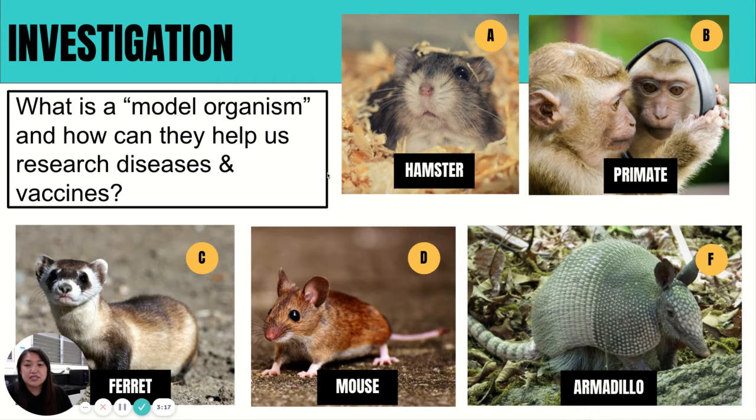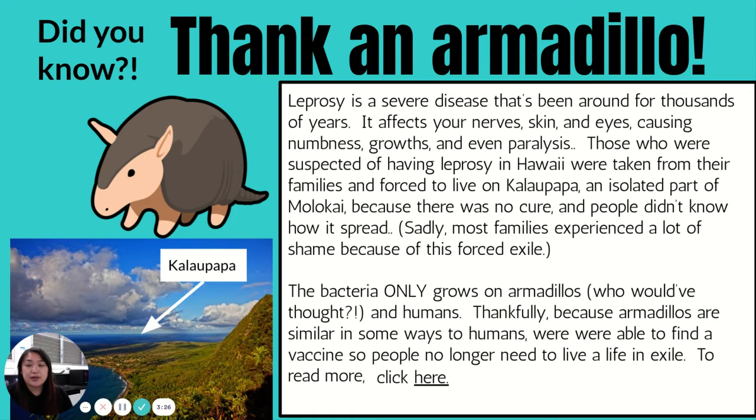So these are some of the model organisms that humans use to learn more about how our bodies also respond to disease. So go ahead and read this slide when you get to it. It's really interesting information that has to do with Hawaii and a disease called leprosy, which was around during the biblical times, but it's still around today. It's just not that many of us get it because of armadillos. So check out that story.